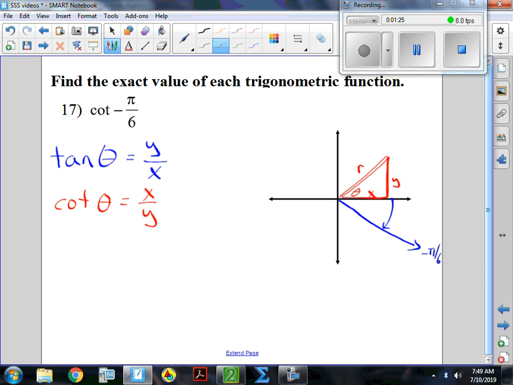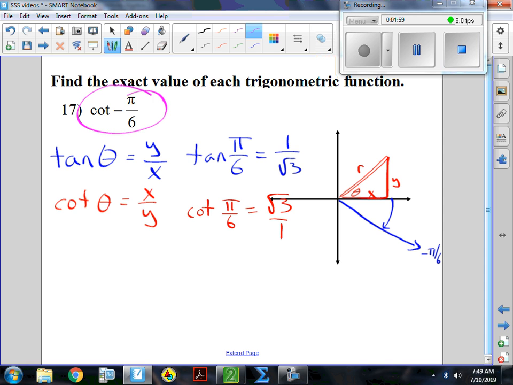But another thing I could do is look at, well, what is the tangent of just pi over 6? So tangent of pi over 6 is tangent of a 30-degree angle. That means the opposite side is across from that 30-degree angle, so the opposite side is going to be a 1. So it's 1 over root 3. That means the cotangent of pi over 6 is going to be equal to square root of 3 over 1, or just square root of 3. Now I have to find the cotangent of negative pi over 6.